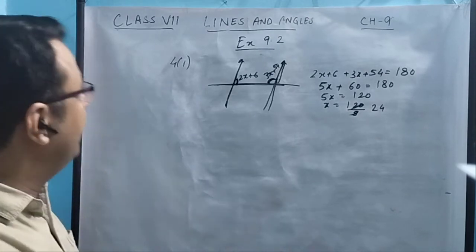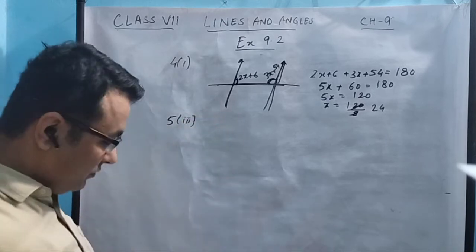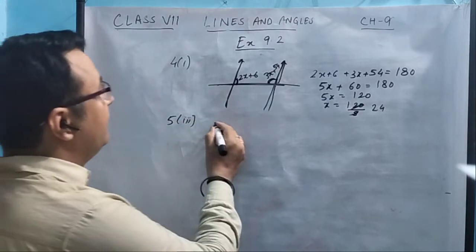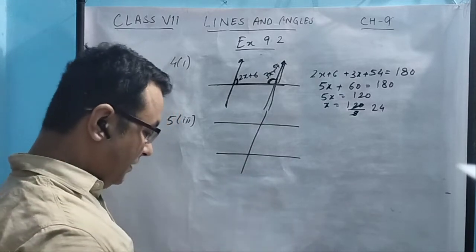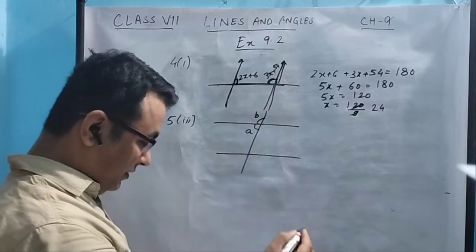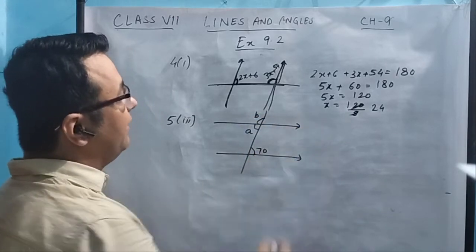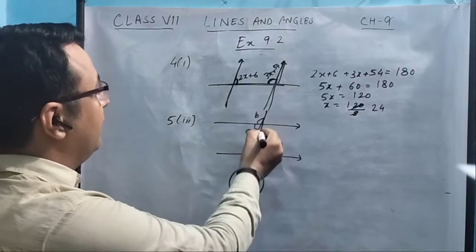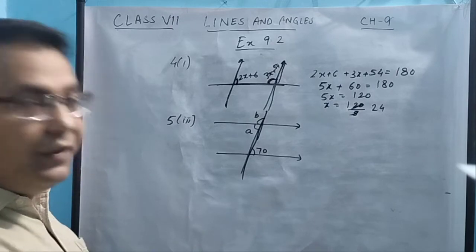Now let us see question number 5, third part. The figure is somewhat like this. This is angle A, this is angle B, and this angle is given 70 degrees. This and this are parallel lines and this is the transversal. So we need to find the value of A and B.